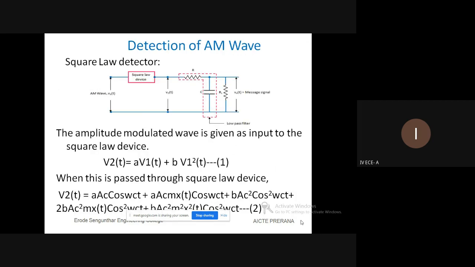First, we'll discuss the square law detector. Here, the amplitude modulated wave is given as the input to the square law device.